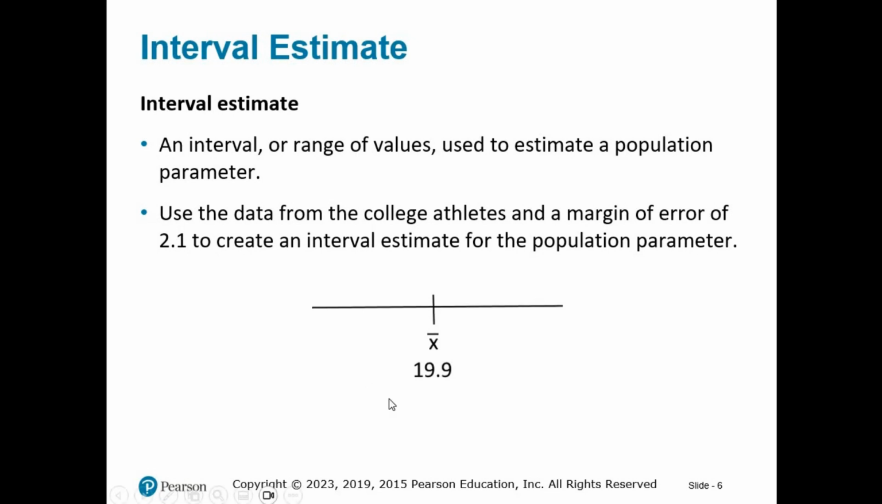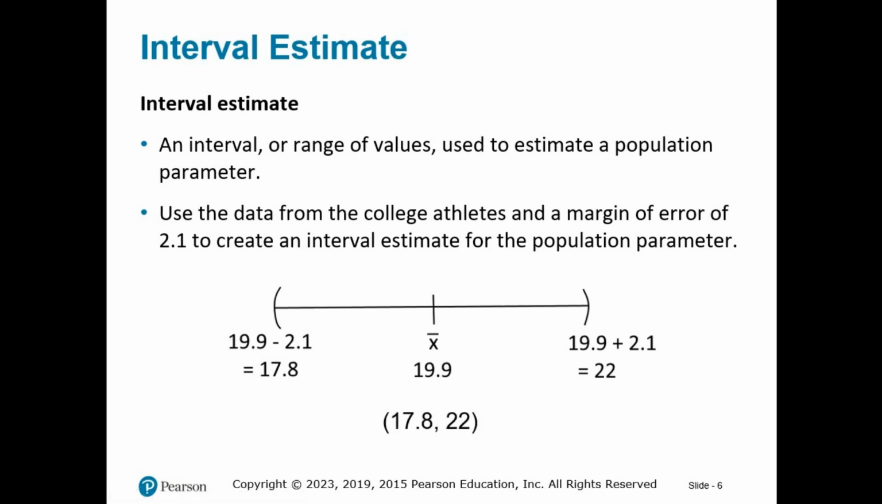So we do 19.9 minus our margin of error of 2.1, and we get 17.8, so that's the lower bound of our interval. Then we take 19.9 and add 2.1 and get 22. That is the upper bound of our interval. We can now say that our interval estimate for our unknown population parameter is somewhere between 17.8 and 22. Of course, there's still a chance this interval doesn't contain the actual population mean mu.